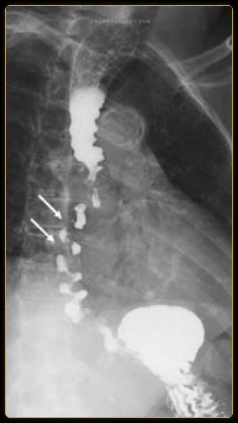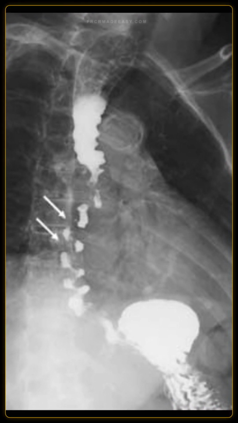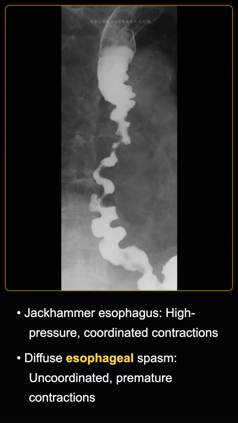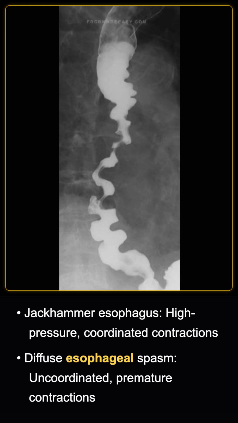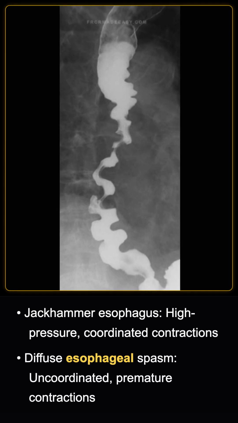How does diffuse esophageal spasm differ from jackhammer esophagus on manometry? Based on that, jackhammer, or hypercontractile, esophagus is characterized by coordinated peristaltic contractions that are extremely high pressure, whereas diffuse esophageal spasm is characterized by simultaneous, uncoordinated, and premature contractions.